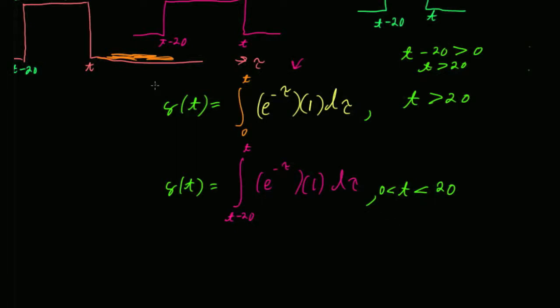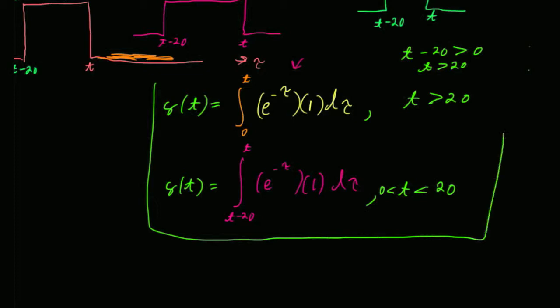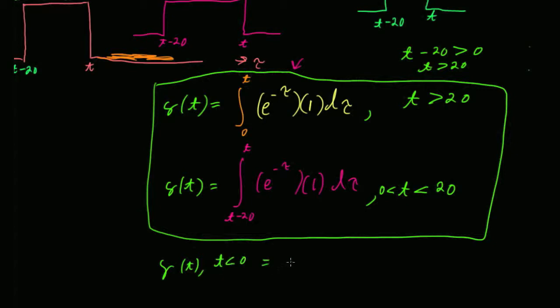There you go. And what about for t less than 0? What's my answer? What's y of t for t less than 0? Yeah, exactly. If t is less than 0, their overlap is 0. So in actuality, the answer to the question, what is y of t, is defined by 3 integrals, right? So if this is my y of t, when t is negative, I get 0.